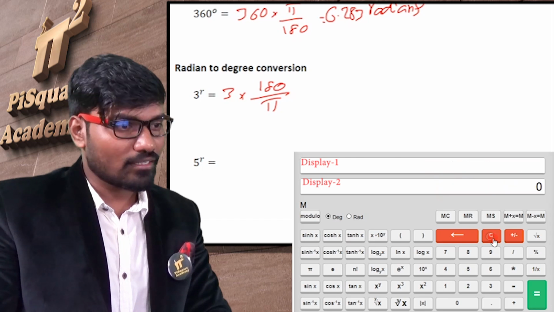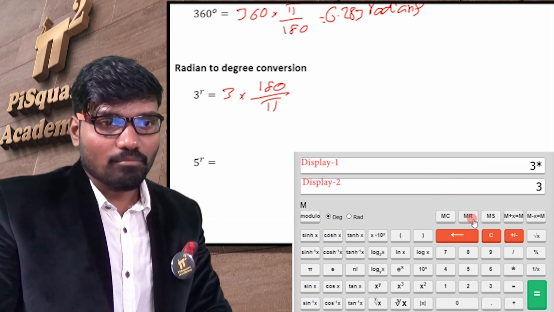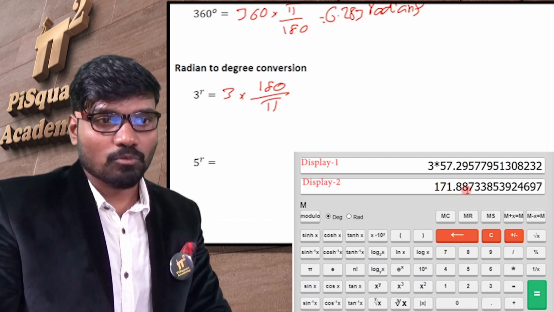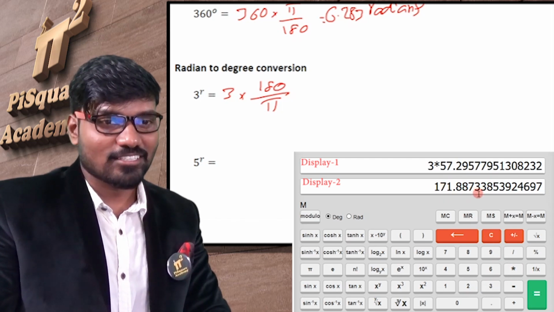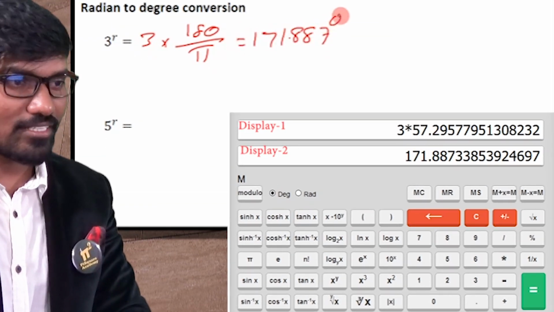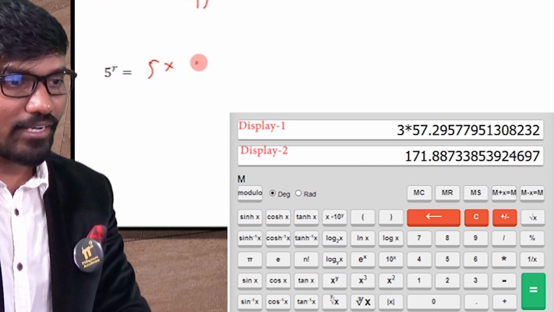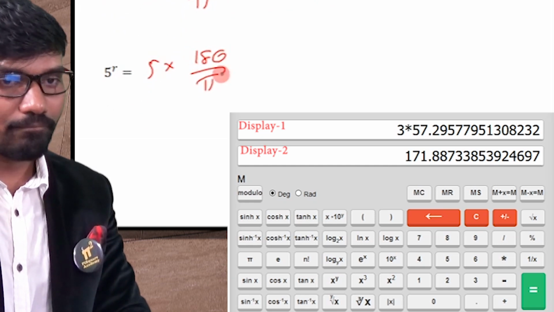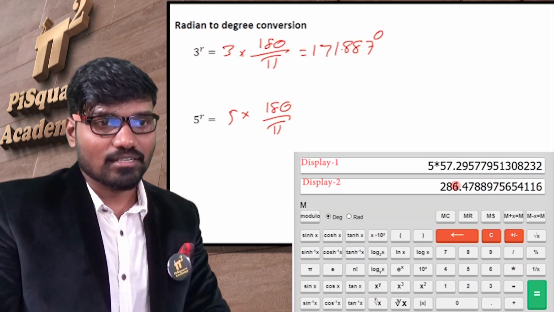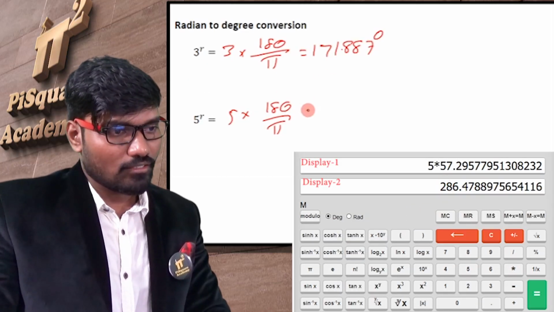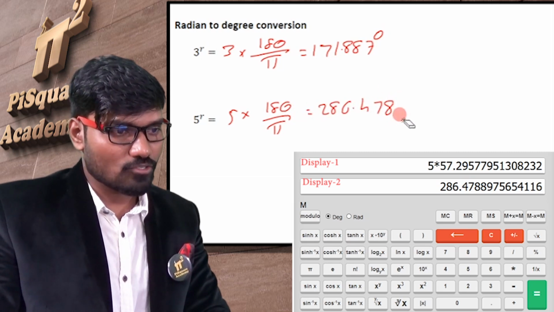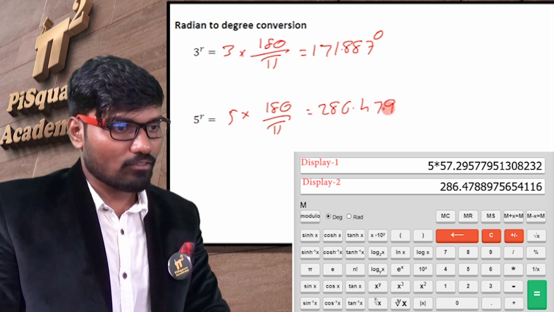57.295. That's clear. Now 3 into memory recall. Answer is 171 degrees. 171.887 degrees. Let's write that. What about 5? 5 radian means 5 into 180 by pi. Clear it. 5 into memory recall. Answer is 286.478. So let's round it up to 479.